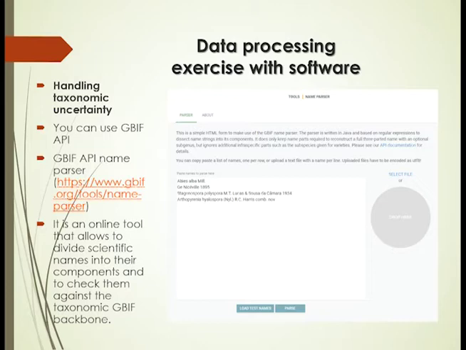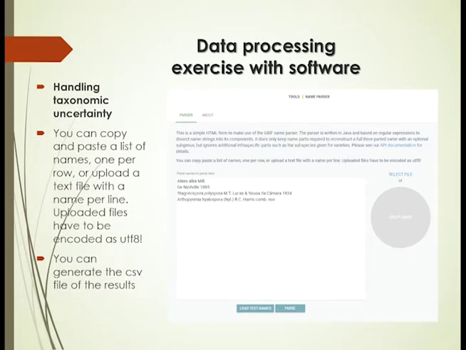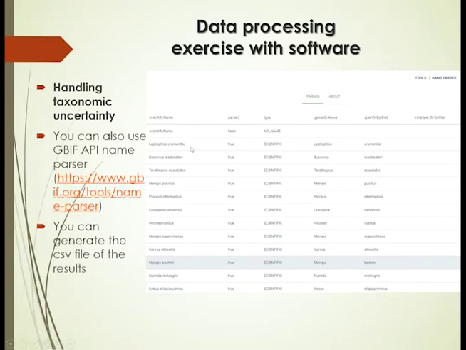Okay, for instance, here you have the GBIF API named the name parser. It is an online tool that allows you to divide scientific names into their components and to check them against the GBIF taxonomic backbone, which is the taxonomic list of reference of GBIF. You have then to elaborate your text file and then drop it here, so that you can have the result. The result is like this, okay?